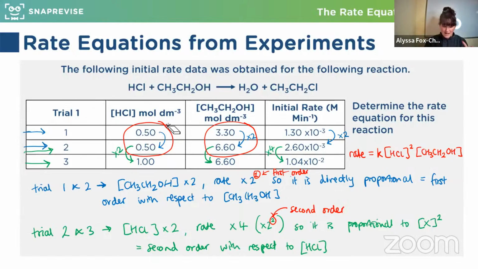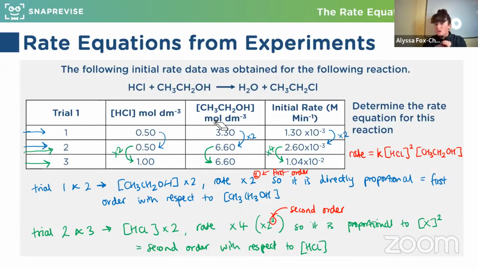If for some reason they haven't given it to you nice and neatly like that, find 2 trials that you can compare where only one thing changes. If you can do that, then you know that any effect on the rate must be due to that one thing that has changed. Think about all of our scientific experiments. We always like to only change one thing. If you change one thing, you know that whatever results you get are because of that one thing that you changed.